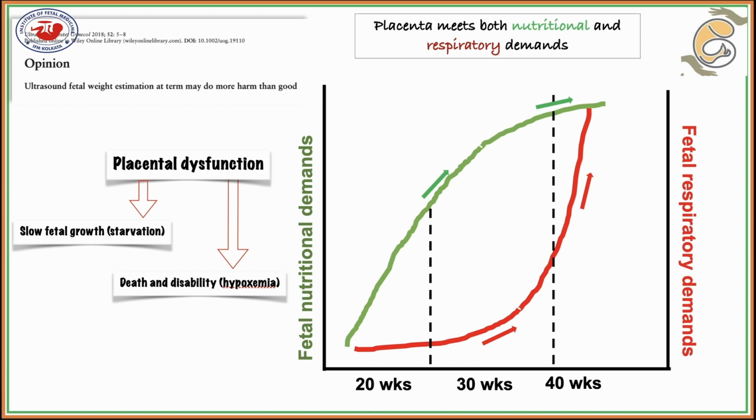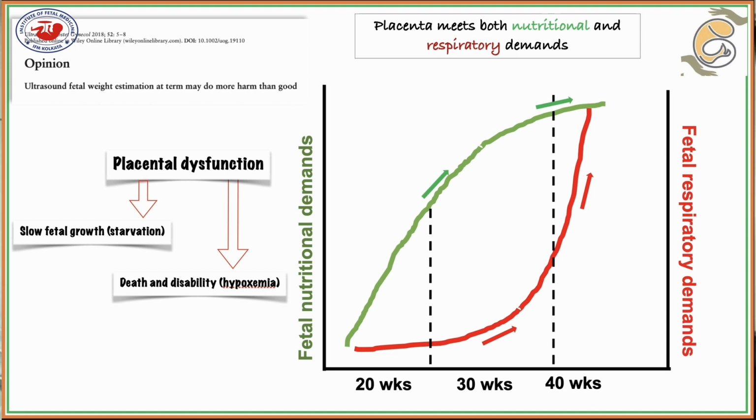Because initially it does not need that much oxygen, it is very small. The respiratory needs will be very low, but it needs more nutrition to grow. And in the later phase, as it has grown sufficiently, it needs more oxygen. So this is also another cause of rapid disease progression in late onset FGR.